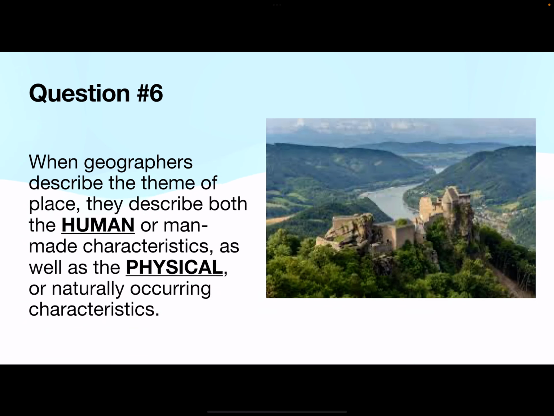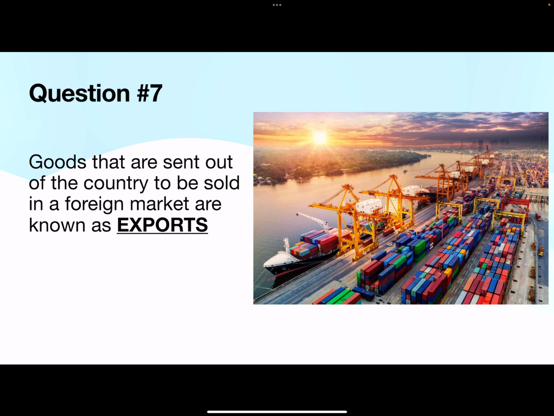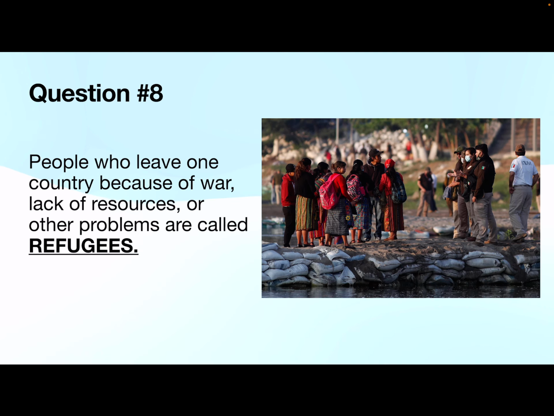Question 6 says, when geographers describe the theme of place, they describe both the human or man-made characteristics as well as the physical or naturally occurring characteristics. Question 7. Goods that are sent out of the country to be sold in a foreign market are known as exports. Question 8. People who leave one country because of war, lack of resources, or other problems are called refugees.